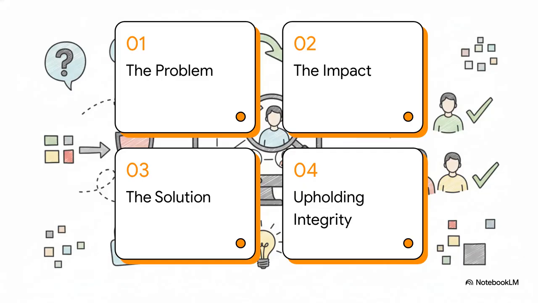All right, here's the plan. First, we'll look at the problem itself, like who are these people? Then we'll get into the impact, and trust me, the cost of bad data is high. After that, we'll switch gears to the solution, a whole toolkit of practical things you can do. And finally, we'll talk about that tricky balancing act between getting solid data and being inclusive.